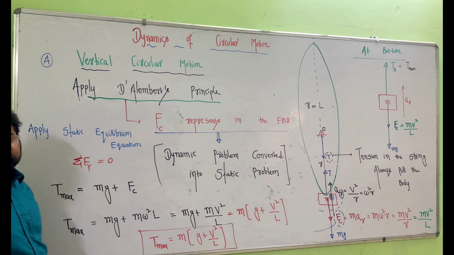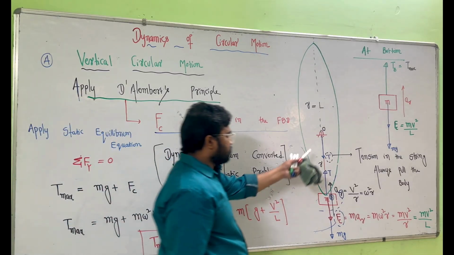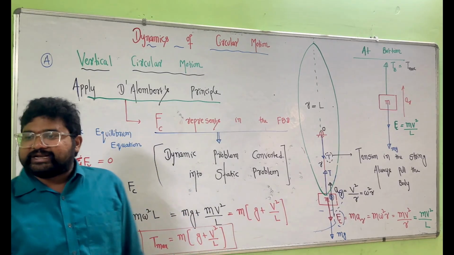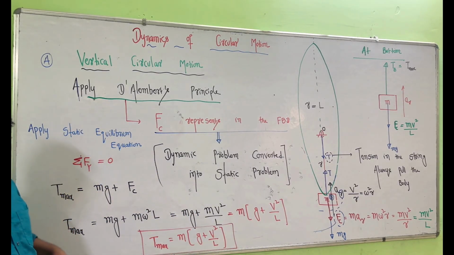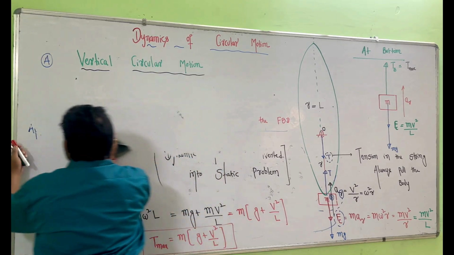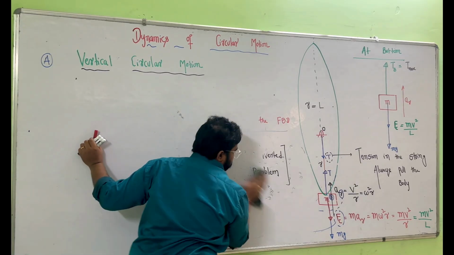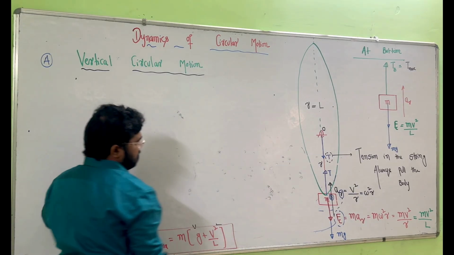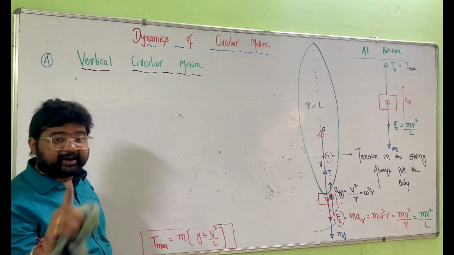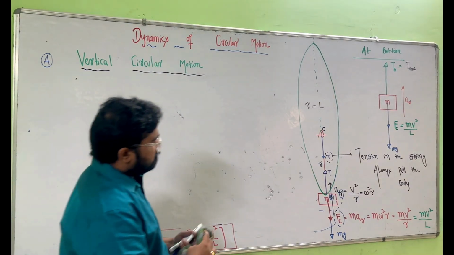Now, in continuation to this, connecting to the mechanical properties of solids: what is the maximum stress induced in the string in vertical circular motion? Now we need to calculate. This is the maximum tension calculation. Why is it the maximum tension? At the bottom point, plus will come; at the top point, minus will come. This is the maximum and that would be the minimum. Clear?